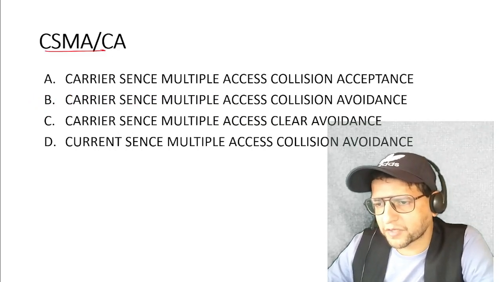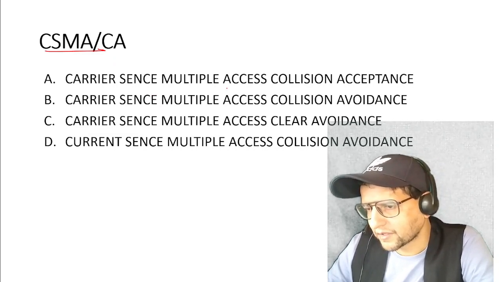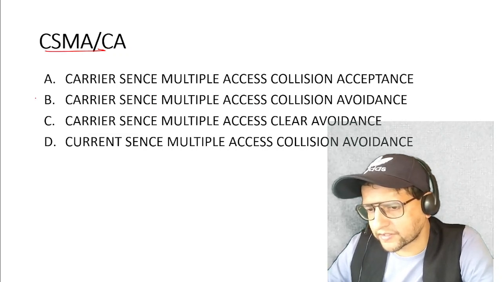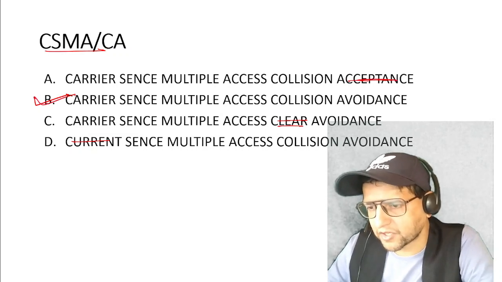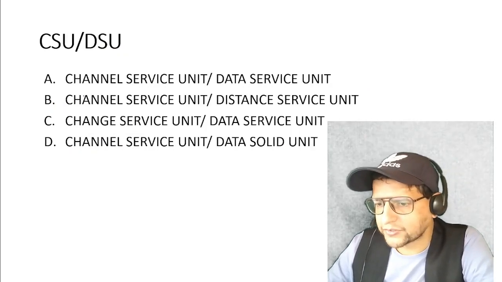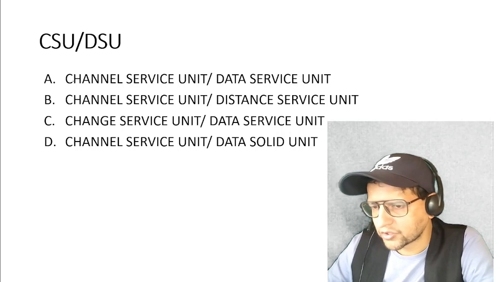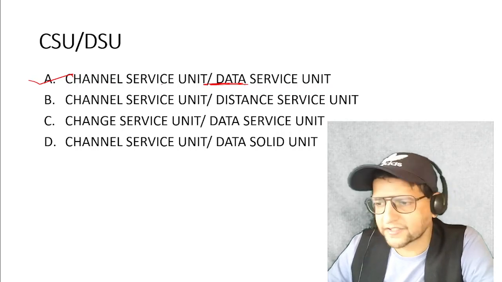CSMA/CA is your carrier sense multiple access collision avoidance. So carrier sense multiple access collision avoidance. This looks right. Not clear avoidance, not current sense, right? This is current, so this is not the right, this is clear. And here we have carrier sense multiple access collision, this is not acceptance, right? It is carrier sense multiple access collision avoidance, wireless. CSU DSU is your channel service unit, data service unit. So this looks right, channel service unit, data service unit.